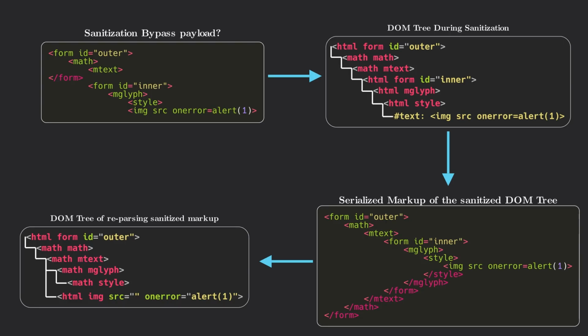And in this process, making mglyph a direct child of mtext. As a result, mglyph switches to the MathML namespace, and the style tag also inherits this namespace too. So now the content of the style tag is no longer treated as raw text, because it is not in the HTML namespace, it is in the MathML namespace. The image tag renders and JavaScript executes.